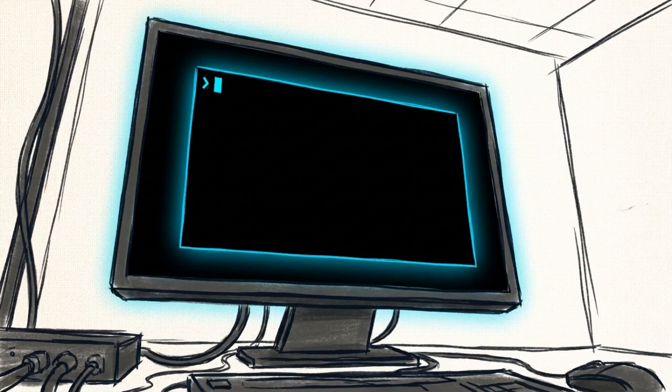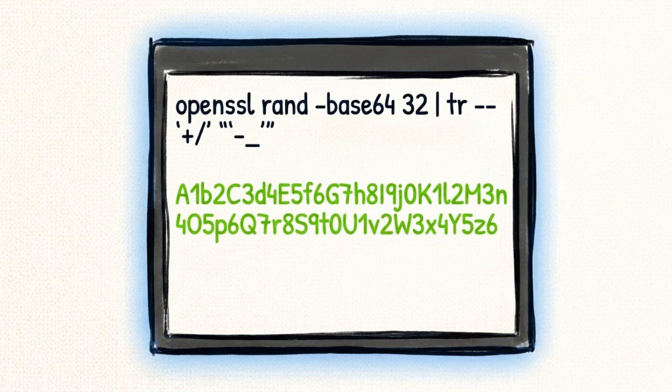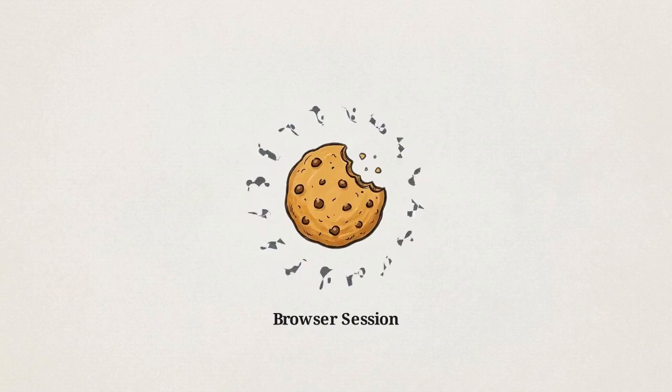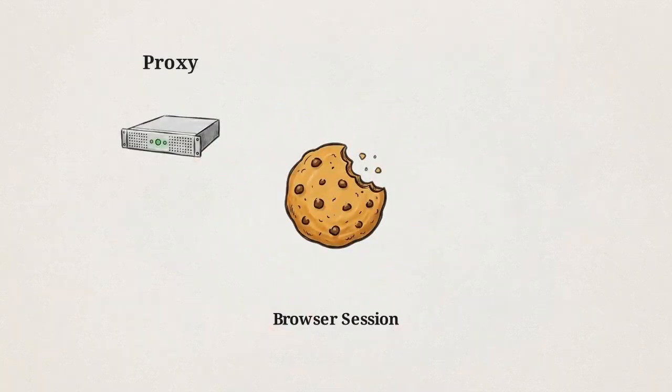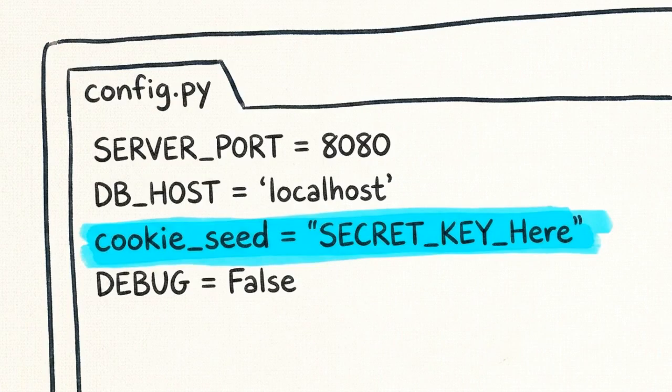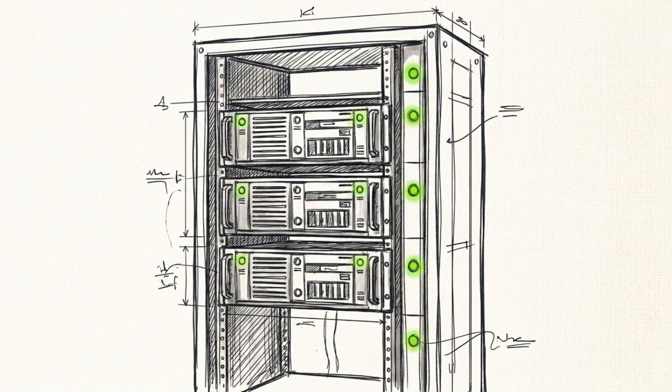Now, move to your terminal to generate the cryptographic foundation for your local session management, the cookie secret. Use this OpenSSL command to generate a 32-byte base64 encoded string. This serves as the seed for your session encryption. The proxy uses this secret to encrypt session data stored in the browser. If this string is improperly sized or missing, the proxy will fail to initialize. These three inputs, the client ID, the client secret, and the cookie secret, provide the configuration necessary to start the proxy.